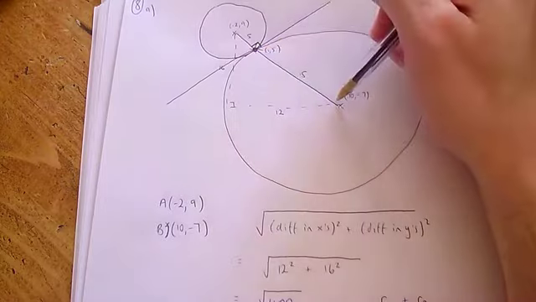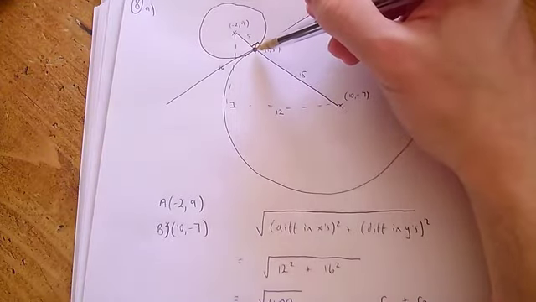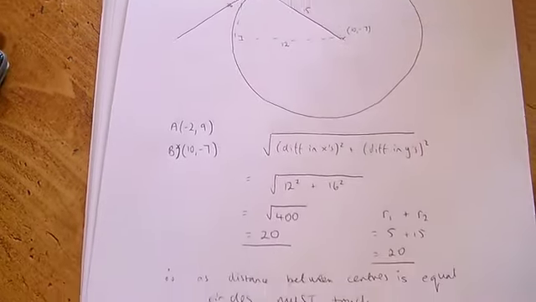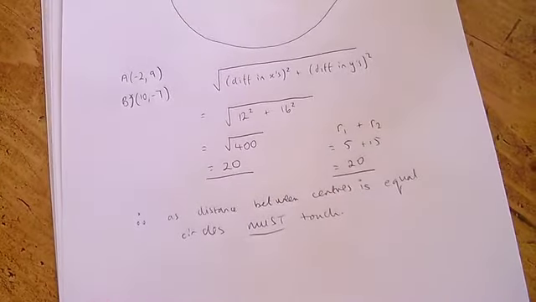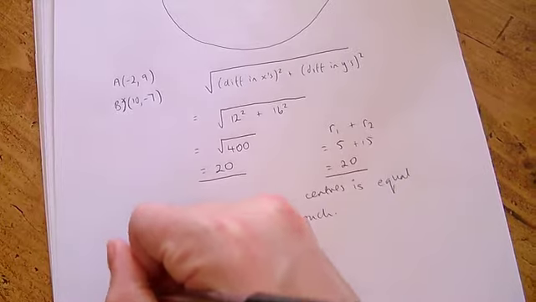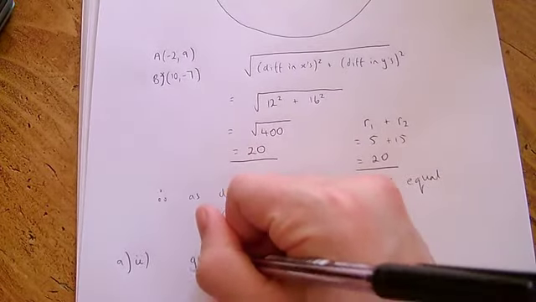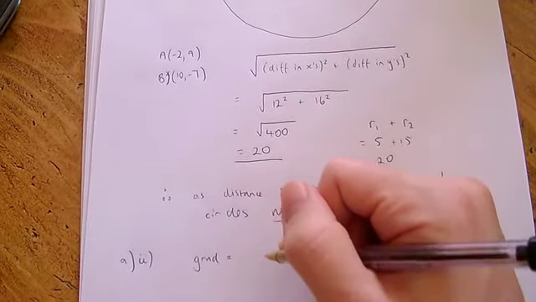or the gradient of that bit there. They will all give me the same answer. Then whatever that is, they need to be multiplied together to equal -1. So I'm going to say, for part A2, I'm going to say gradient. Now please show me the maths that you're doing here.